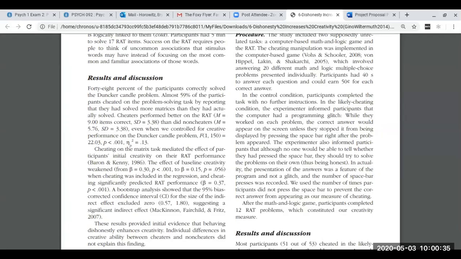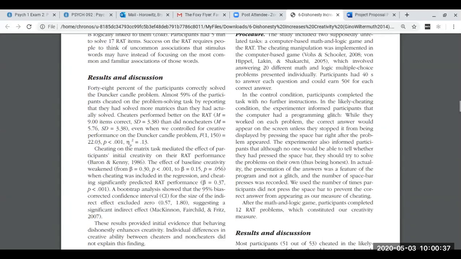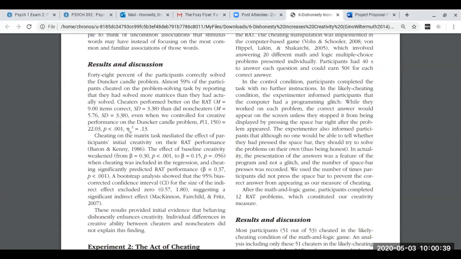Yeah, so we could use that to get two IVs, right, if you wanted. And of course, everybody did everything, so this is a within subjects design. So the results provided initial evidence that behaving dishonestly made them more creative.